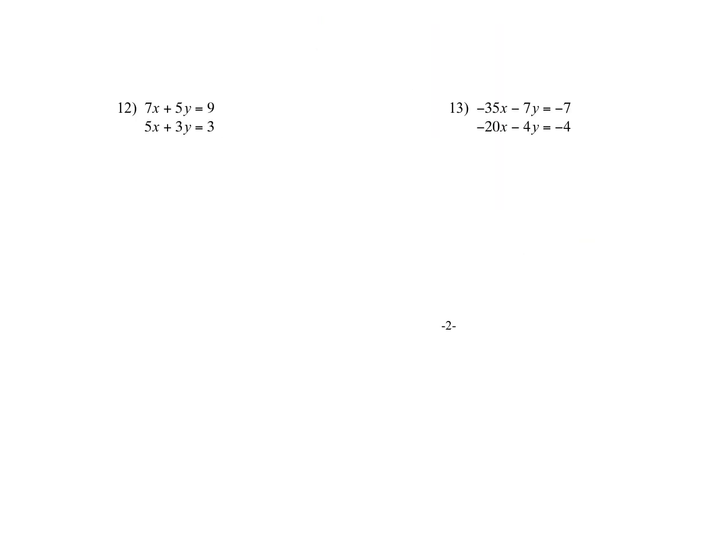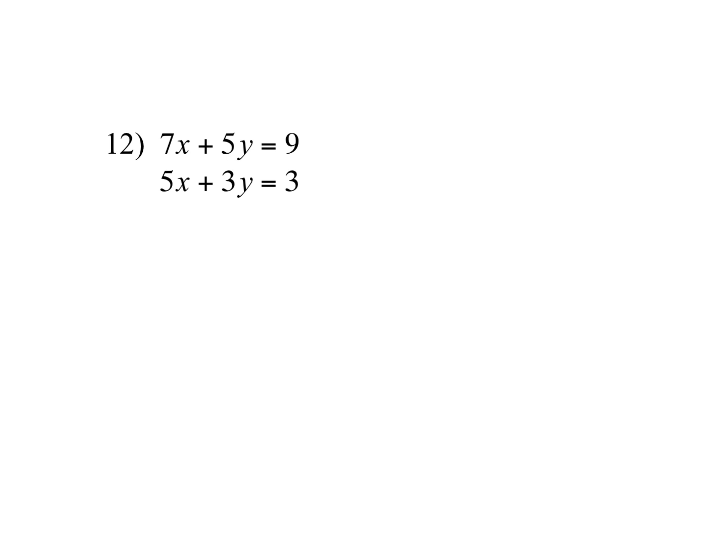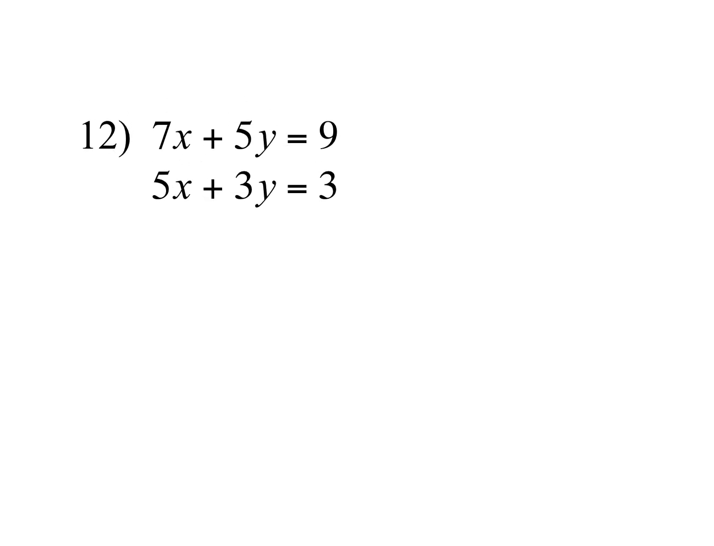Okay, so here is our last example. I know this is a lot of information in one lesson video, but here's our last example. Now, if we look, this one's not going to be quite so easy, right? Because I have 7x and 5x. I've got 5y and 3y. I can't just easily multiply one equation by something. I actually have to multiply both equations by something.